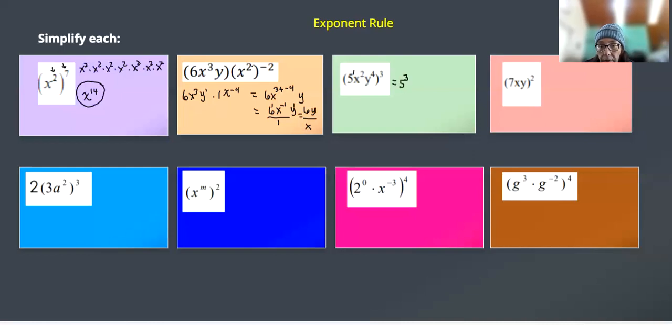Then we've got x. 2 times 3 is 6. And we've got y. 4 times 3 is 12. And you know 5 cubed is 5 times 5 times 5, which is 125. x to the 6th, y to the 12th. And you're done.